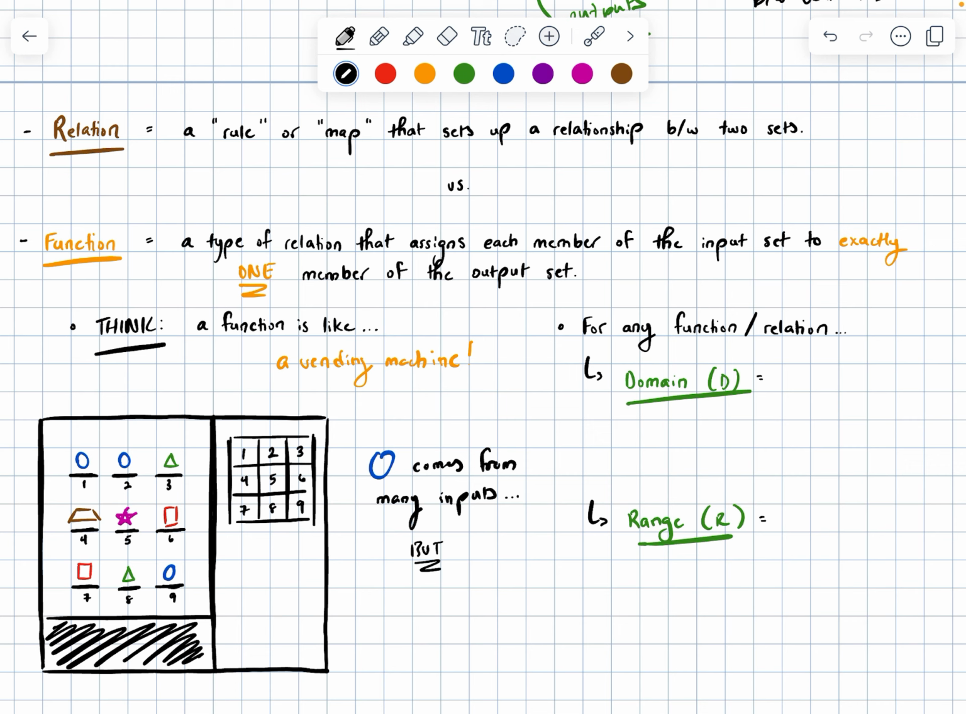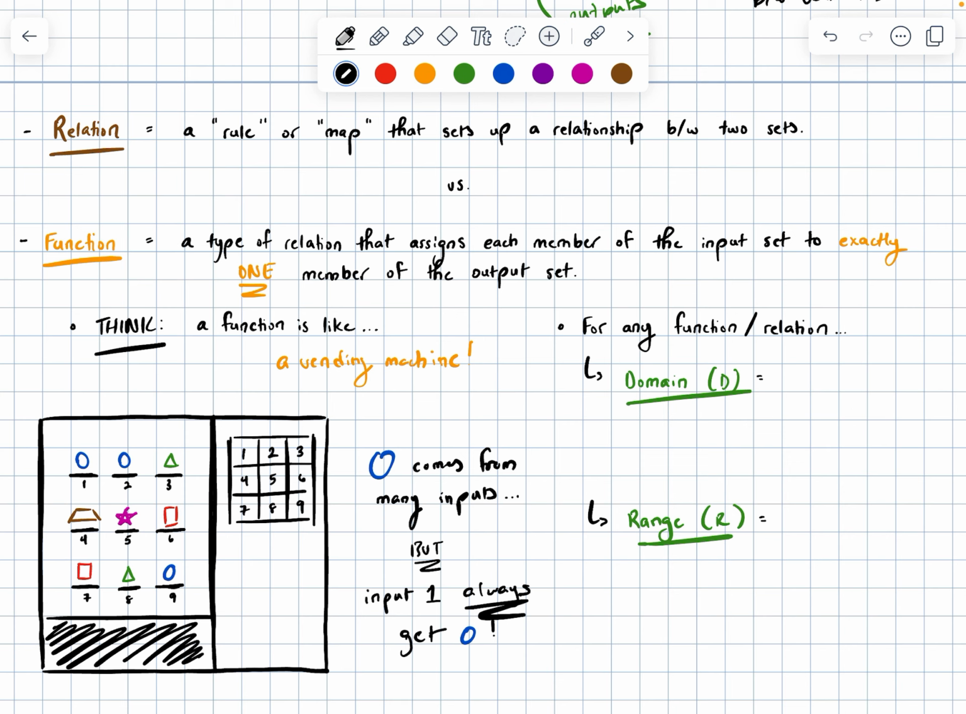The important thing is no matter how many times an output value shows up, if I input something, so here I press 1 on my keypad, that input 1, I can always expect to reliably get the output value of that circle snack that I want, right? So this is what makes a function. It doesn't matter how many times an output appears, as long as the input always gets me only one output, then I have a function.